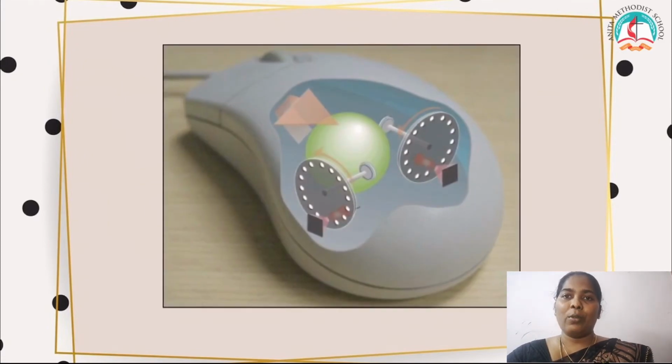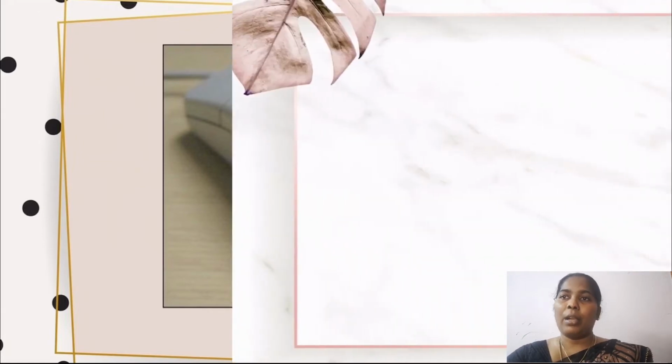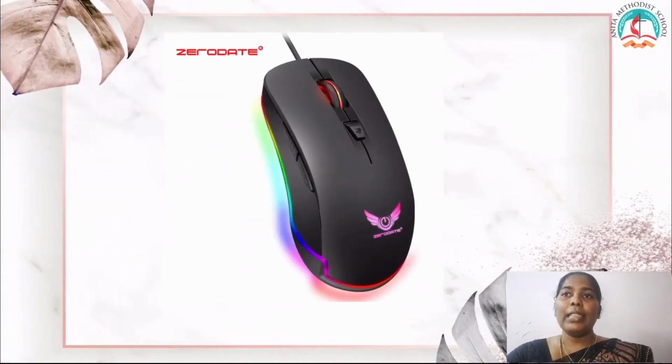The next one, what is this? There are three types of mouse. One is the mechanical mouse. Mechanical mouse, can you see the ball inside that one? Yes, that ball helps us to rotate, and it will get the data and pass the information to the computer. The second one, optical mouse.